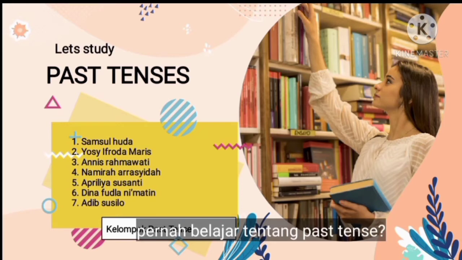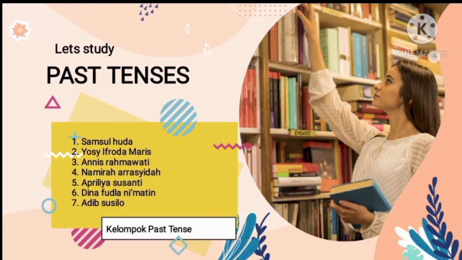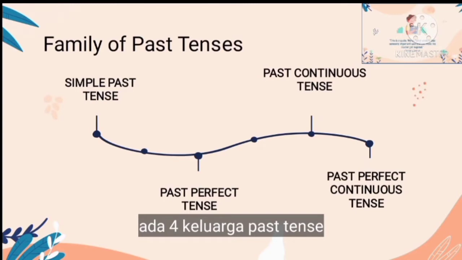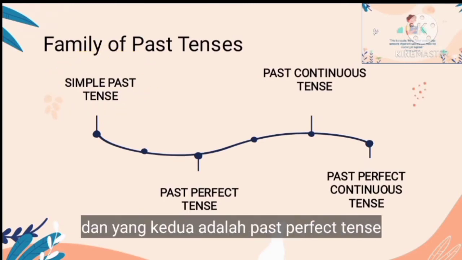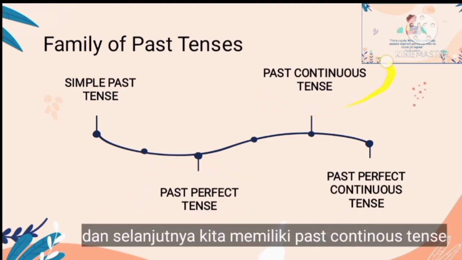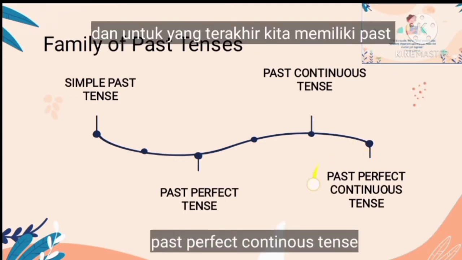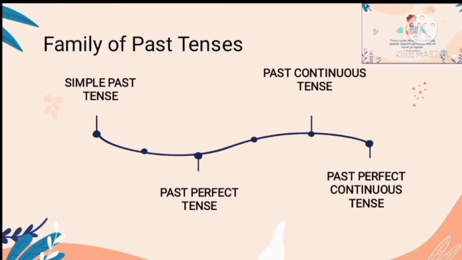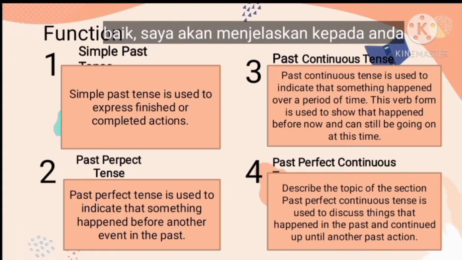Have you ever studied about past tense? Have you? Okay, today we will study about past tense family. There are four families of past tense. The first is simple past tense, and then the second is past perfect tense, and next we have past continuous tense. And for the last, we have past perfect continuous tense. Do you know the function of each family of past tense? Okay, I will explain to you.